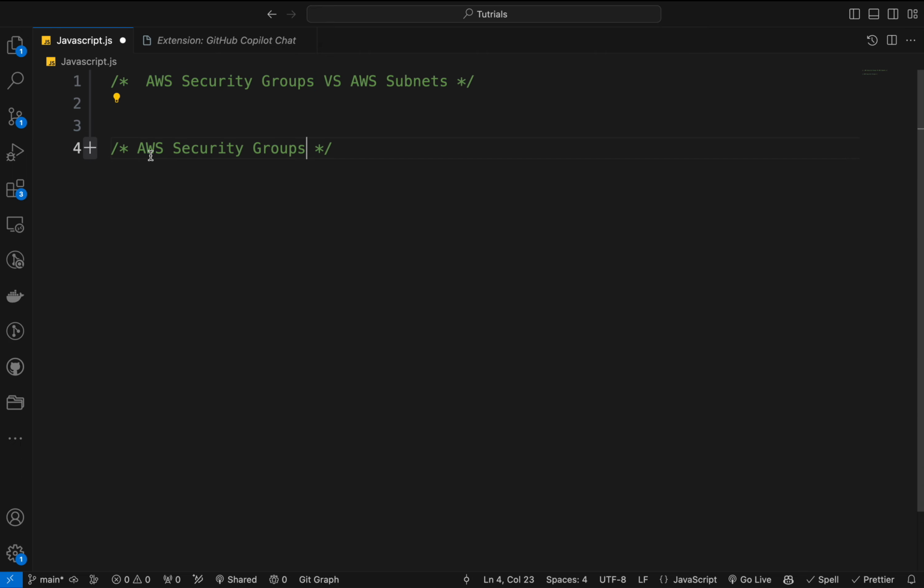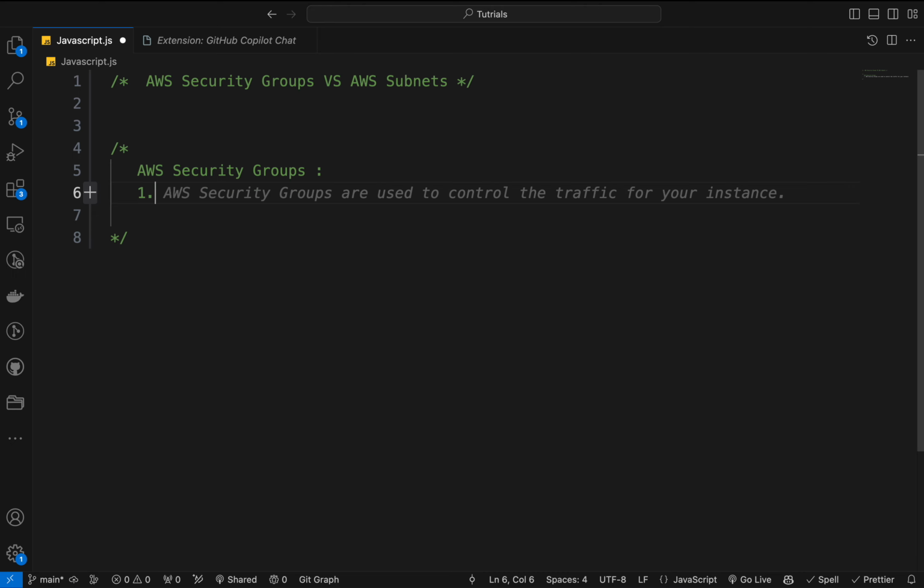In terms of AWS security groups, I will talk about five things. Number one is the functionality. Security groups act as a virtual firewall at the instance level. At the instance level, they control inbound and outbound traffic for individual EC2 instances and for other resources.